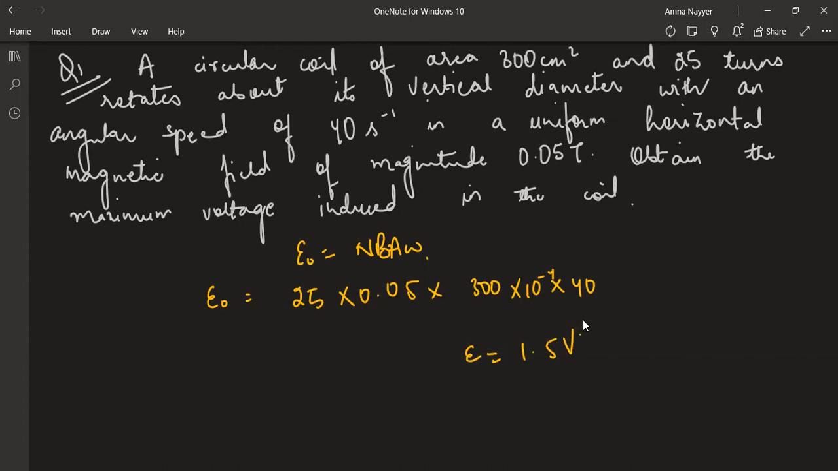The calculations were very easy for this part. Nobody answered. Quickly note down the solution, then let's move on.